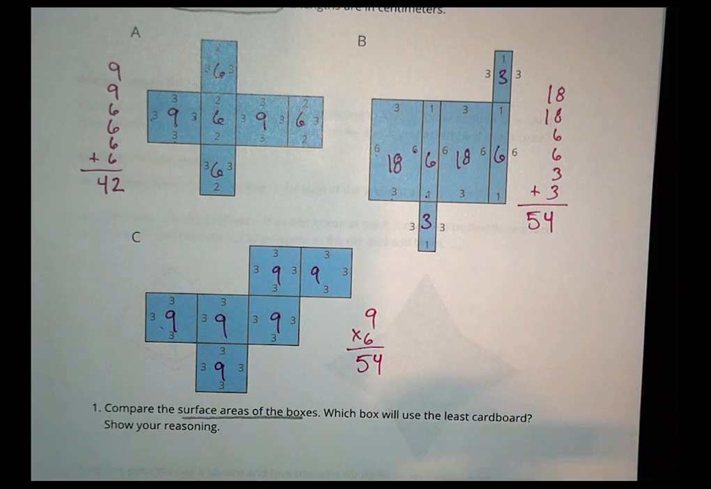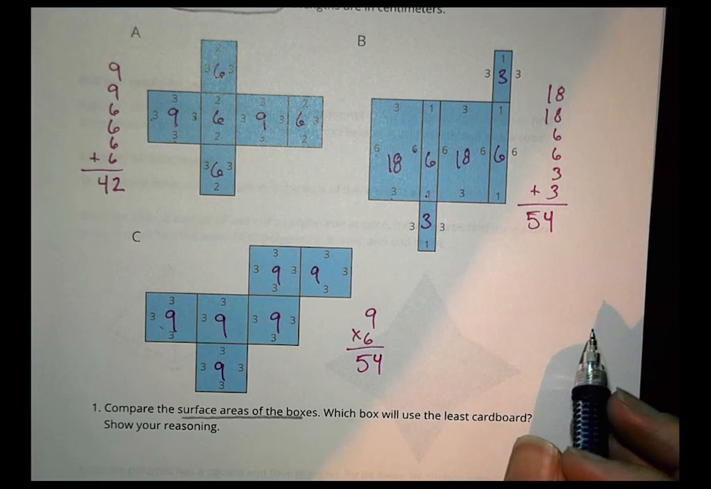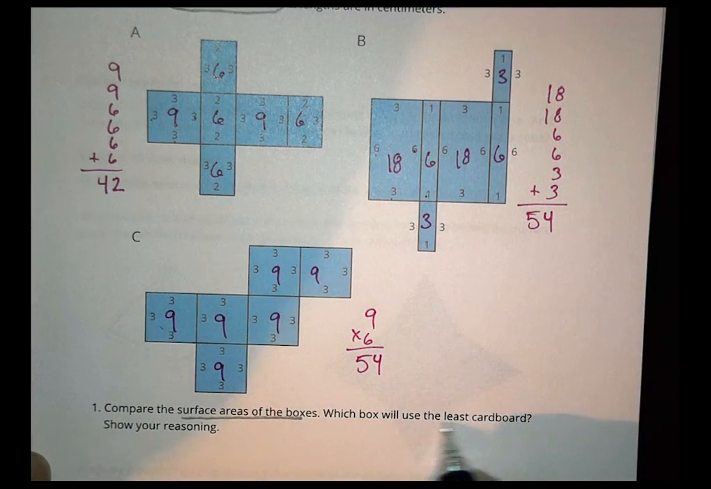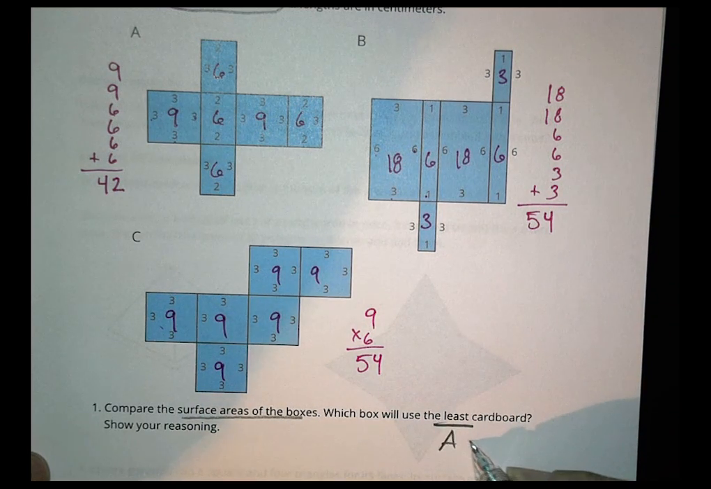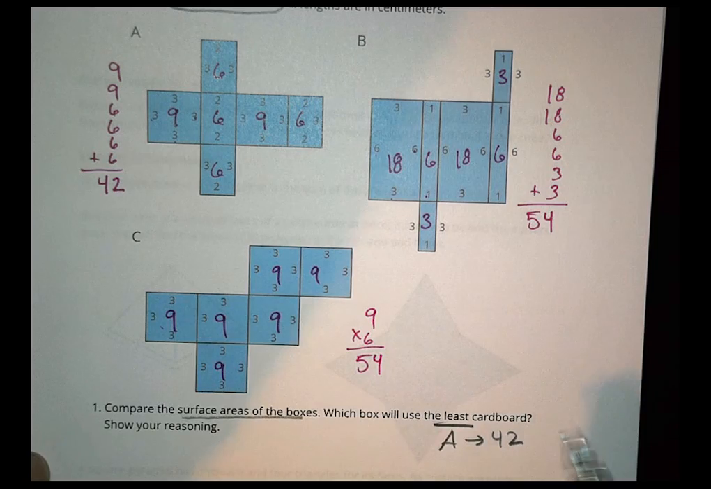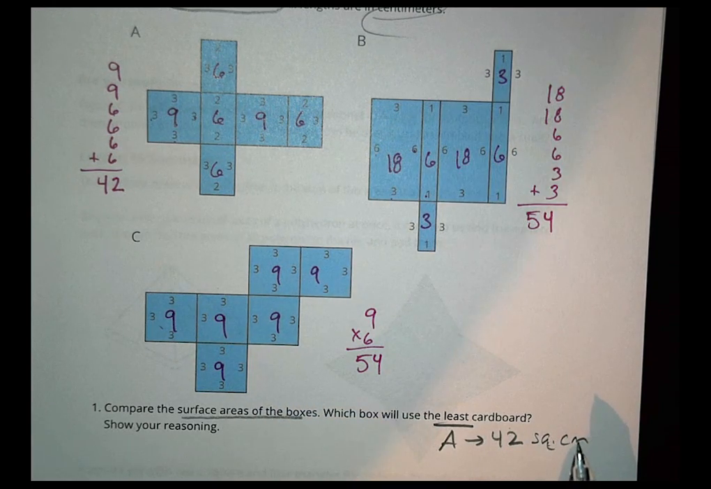So the box that would use the least cardboard because it has the smallest surface area, the least cardboard would be box A. And that's because it has a value of 42. This is centimeters, so we would say square centimeters in this case, because it said centimeter cubes would fit inside of it. So all the lengths are in centimeters. So 42 square centimeters is the smallest one, so it would use the least amount of cardboard there.